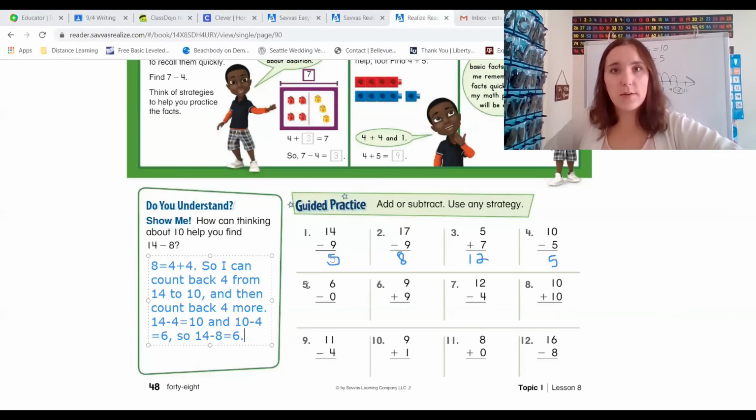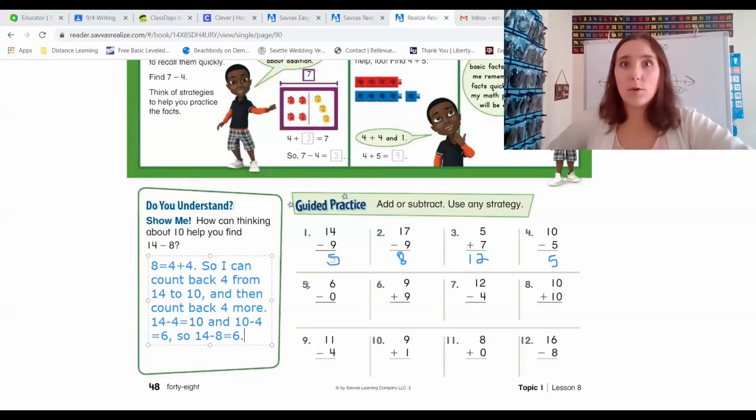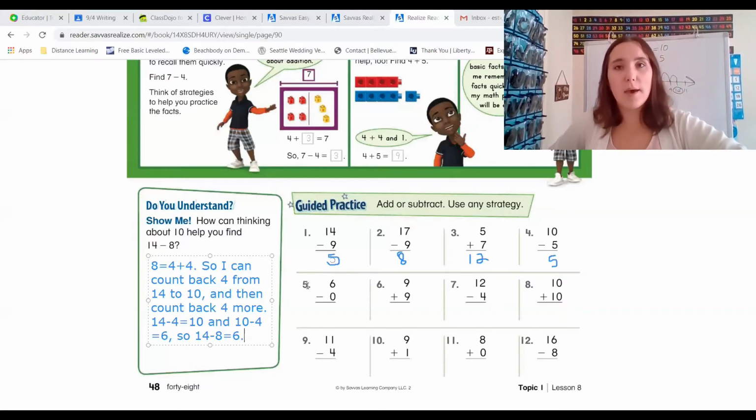Okay, I want you to pause the video and do number 5 and 6 by yourself. Remember, you can use any strategy you want, okay? But try not to use your fingers. That's something that we want to try not to do anymore, okay? So use some of the strategies that you've learned with me and then hit play and we'll come back and check your work.